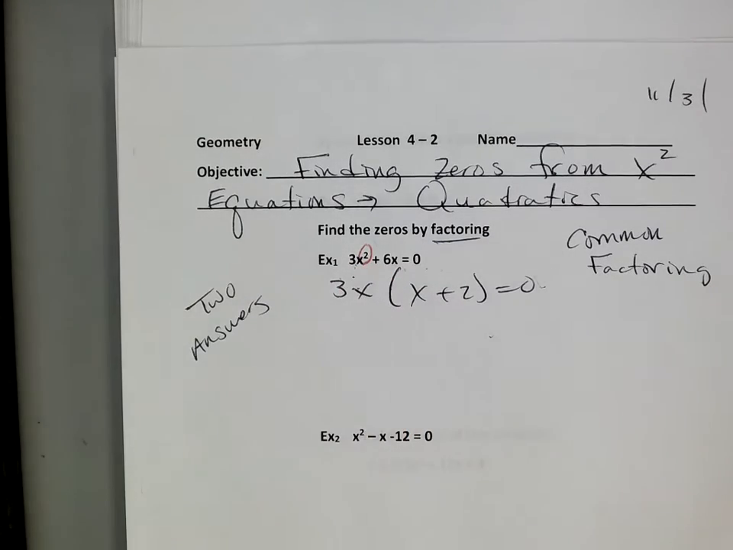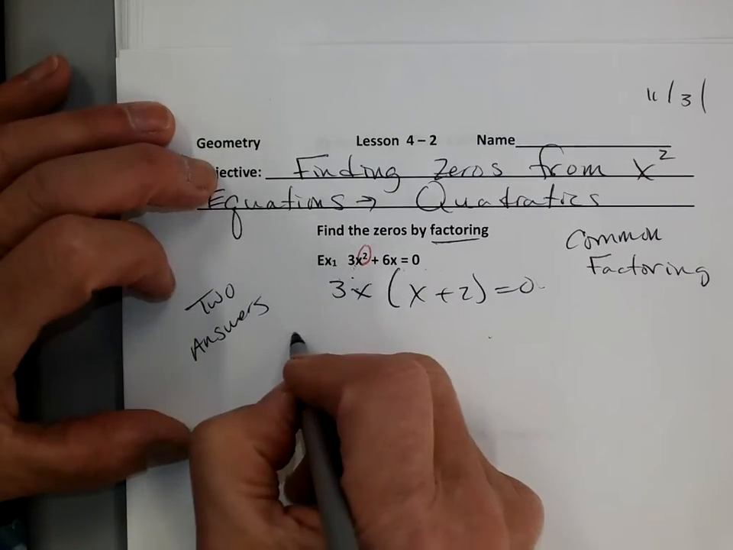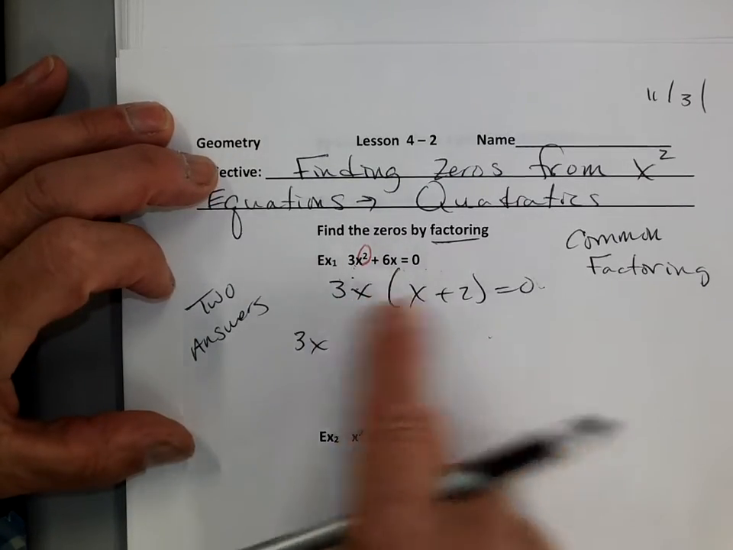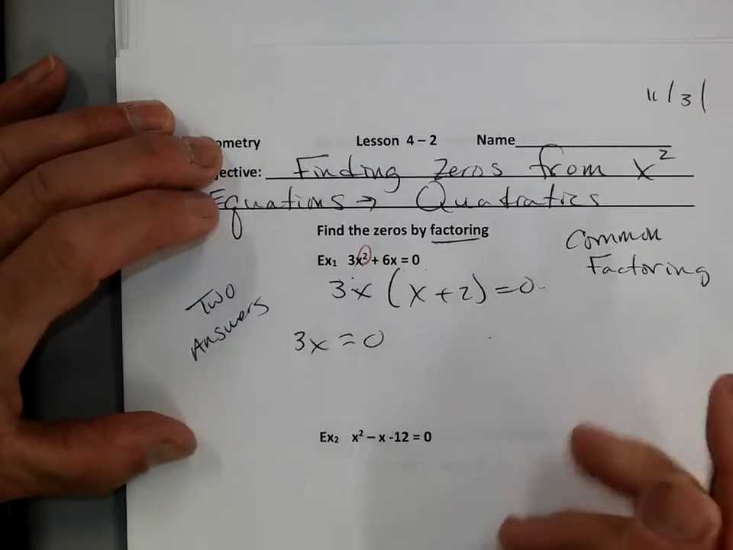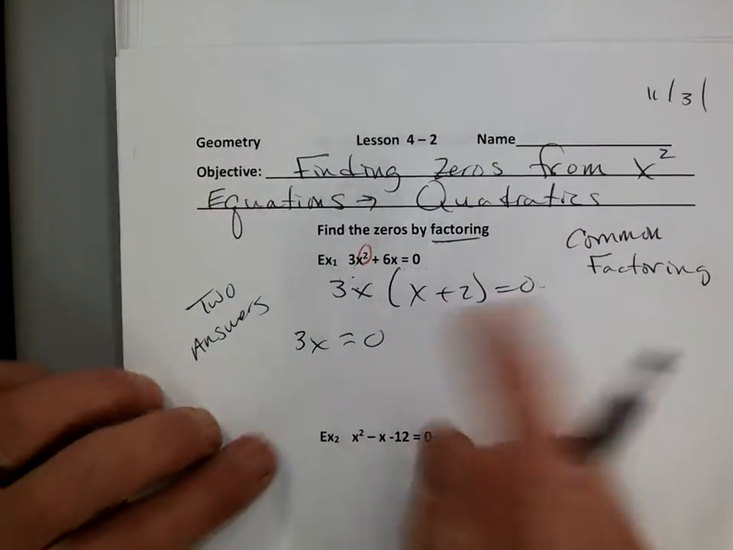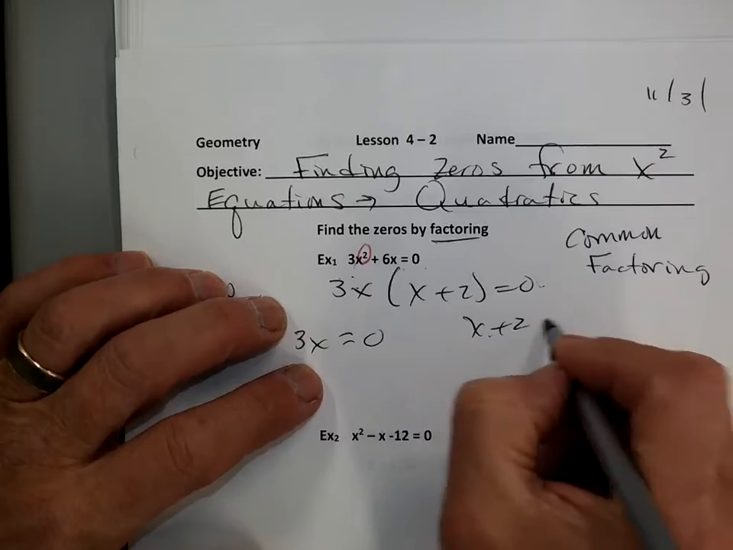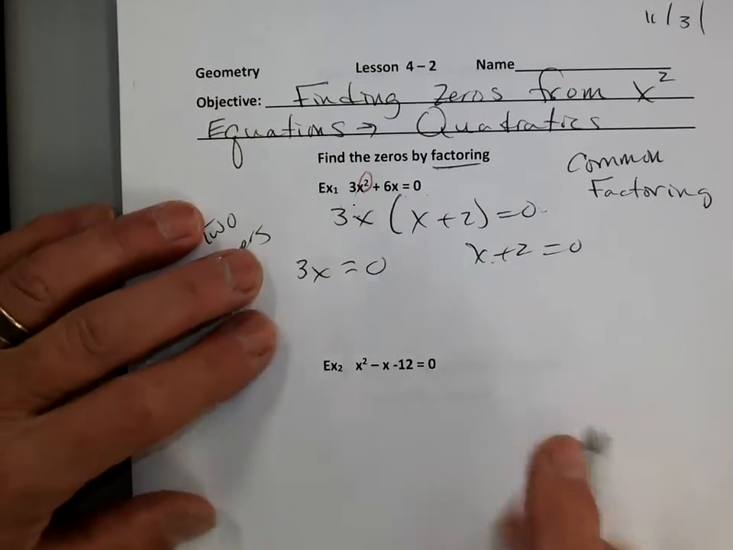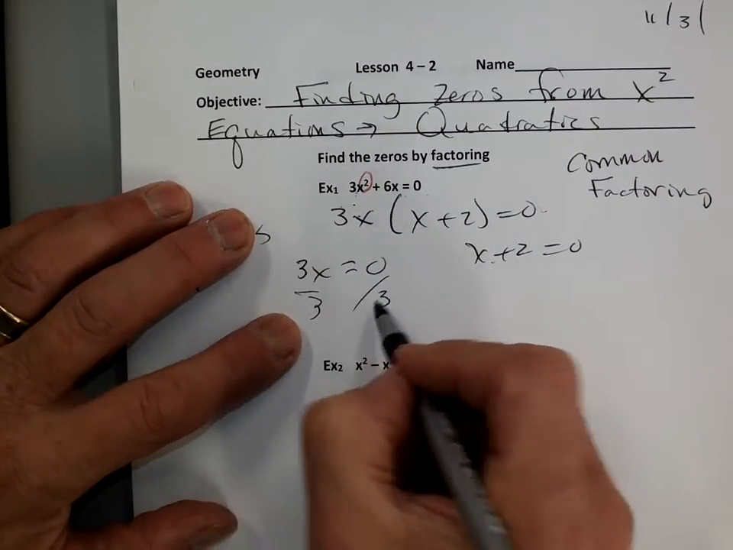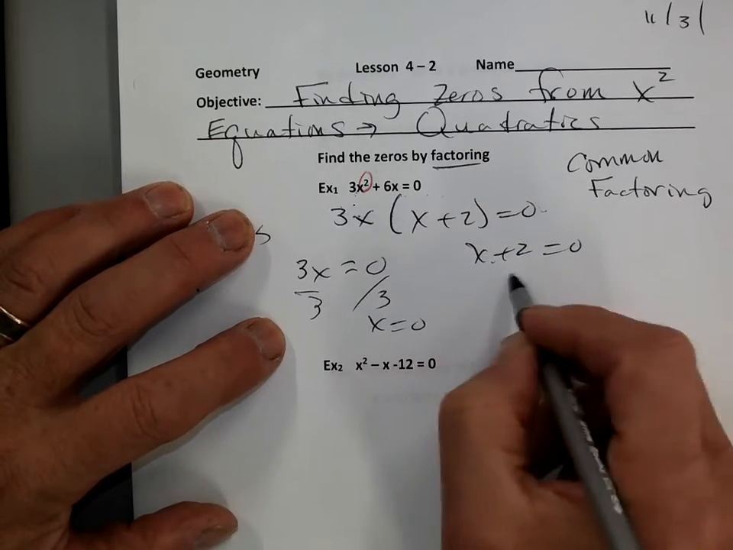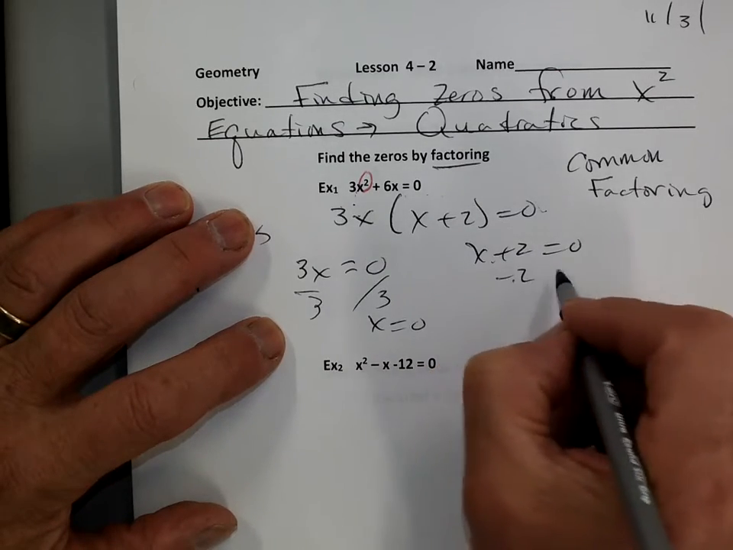Now, we have our mini equations. So we want 2 answers. We have 2 mini equations, one of which is 3x equals 0. That's what we want to do, is get our mini equations. We've done this before. And our x plus 2 equals 0. Okay, if we solve, easy, divide by 3, x equals 0, and minus 2 from both sides, right?